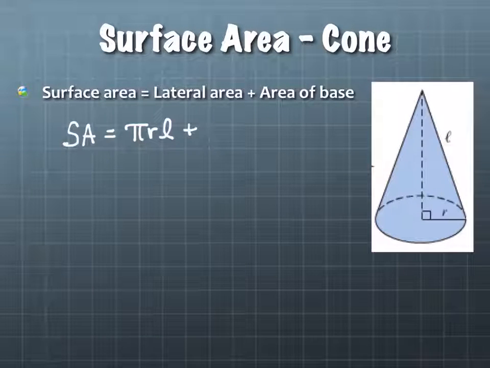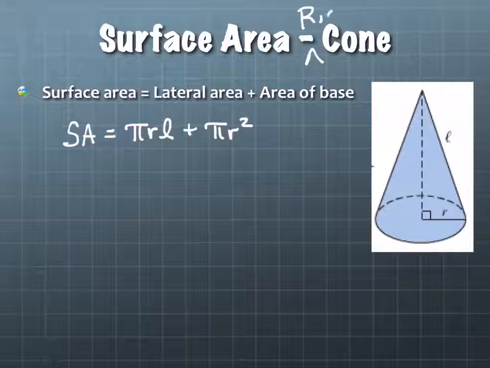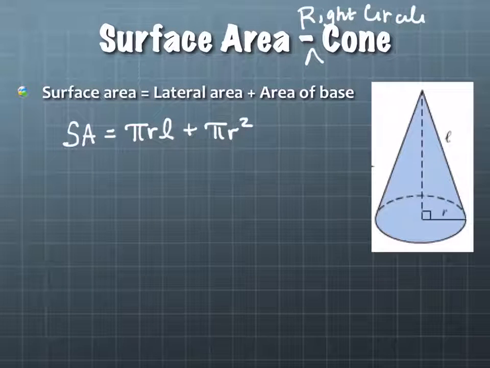Does anybody know what the area of the base here would be? The area of a circle. Yeah, and it's pi r squared. So this area of a cone is a very specific type of cone. It is a right circular cone. Agreed?